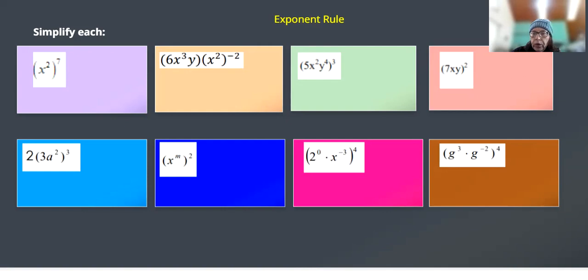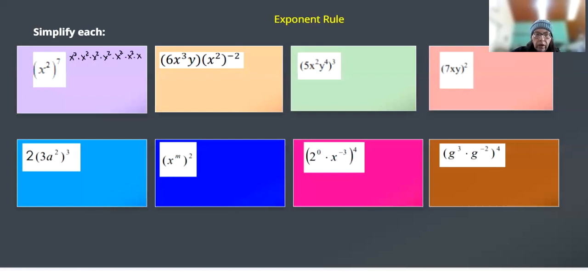We've got x squared to the 7. So what does that mean? That means x squared times x squared times x squared times x squared times x squared. That's 1, 2, 3, 4, 5, 6, 7. Now, do you want to be writing that out all the time, or do you want to know the rule? We want to know the rule.